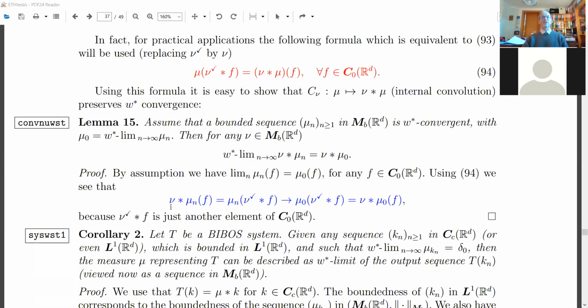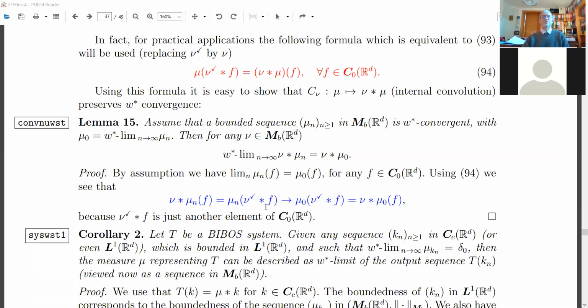So what we have to do is to let nu convolved with mu n act on f. And now I'm just using this formula above and say, well, this is the same as my mu n applied to nu flipped with f. And you see this is the kind of joint action on the f.